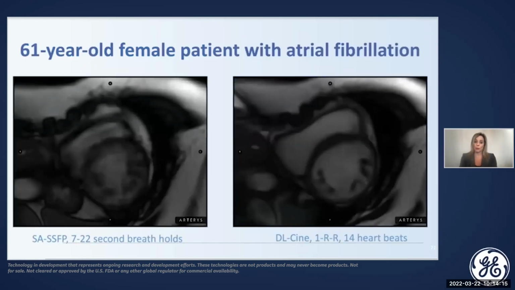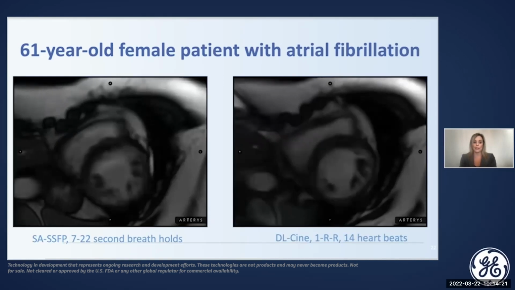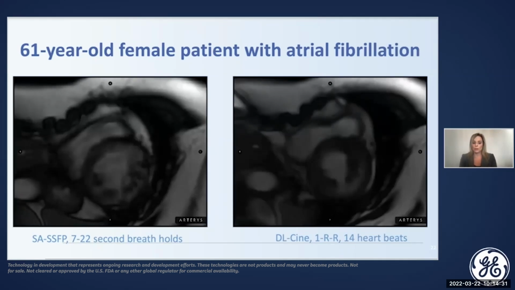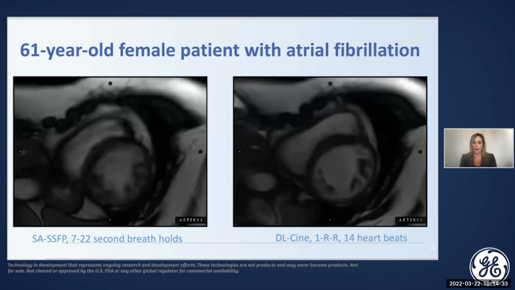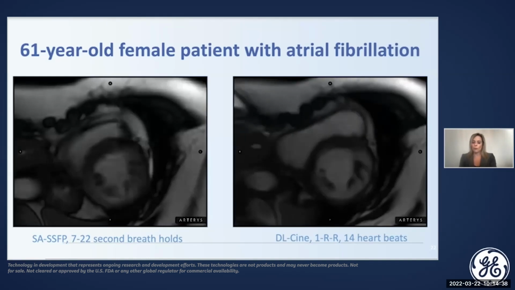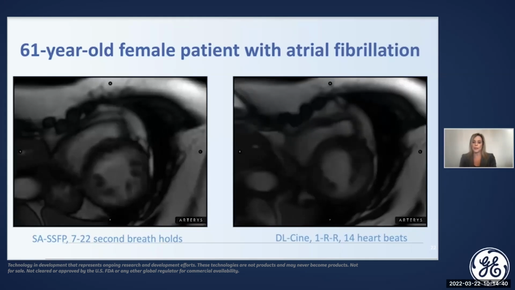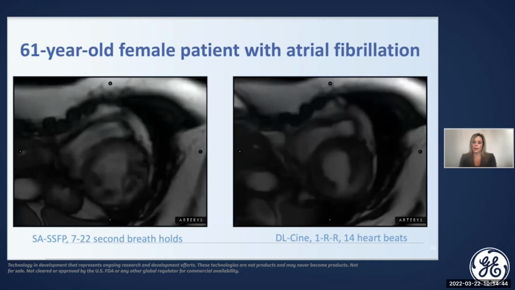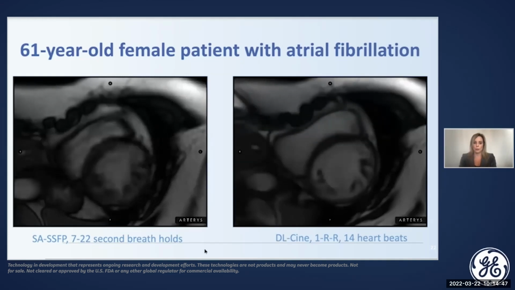This is a 61-year-old female patient with atrial fibrillation. On the left, we have our standard short axis SSFP images, which were acquired at 7 22-second breath holds. I think you can appreciate we have very poor image quality secondary not only to the patient's atrial fibrillation, but also she was unable to hold her breath the entire time. Whereas on the image on the right, when we acquire from 1 R to R interval, this entire short axis stack was acquired in 14 heartbeats. And I think we can appreciate the improvement in image quality.